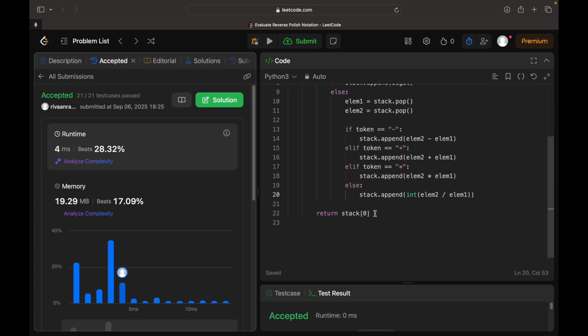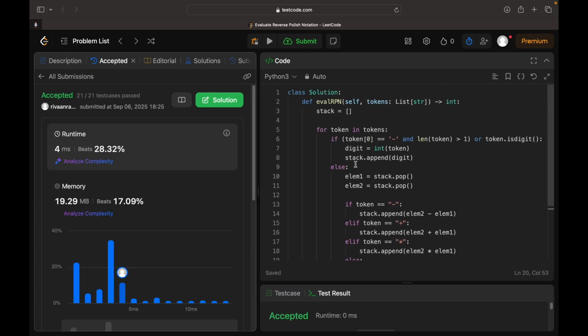So the time complexity here is O of n, because we had to iterate through the entire array. And the space complexity here is O of n as well, because we have to maintain a stack.